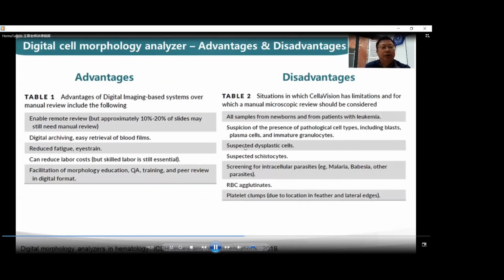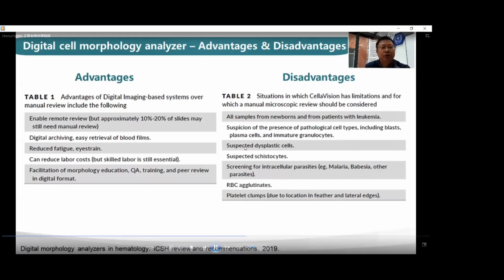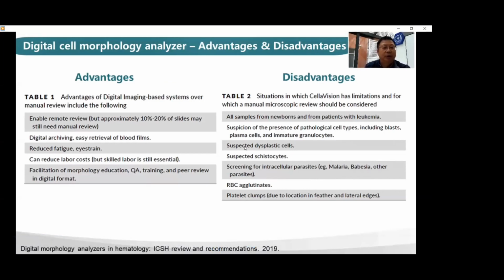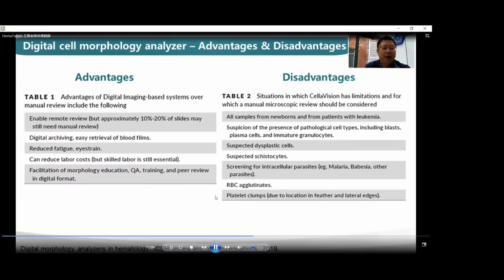Coming next, let's also take a look at these digital cell morphology analyzers' advantages and disadvantages. The advantages include that it enables remote review, but approximately 10 to 20% of the slides may still need manual review. Digital archiving makes retrieval of the blood films easy, and it can reduce fatigue and eye strain. It can also reduce labor cost, but we still need skilled labor for this work. It can also facilitate morphology education, QA training, and peer review in digital format.